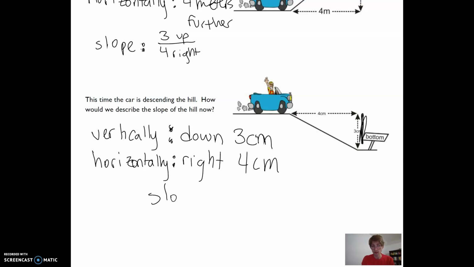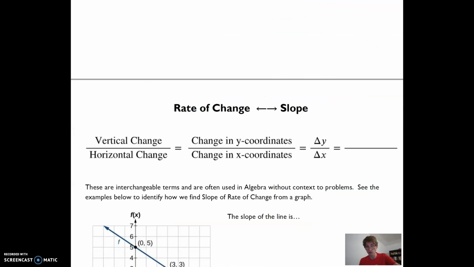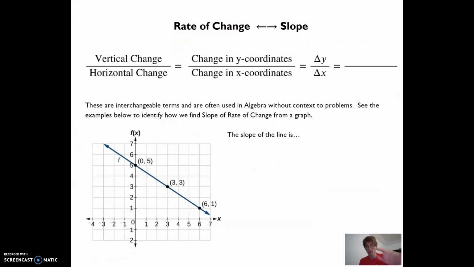And again, slope being how much we change vertically over how much we're changing horizontally, this one is going to be down 3 over right 4. Okay, this is the idea of slope. So when we flip over to the next page, we see more of a formal definition of slope.